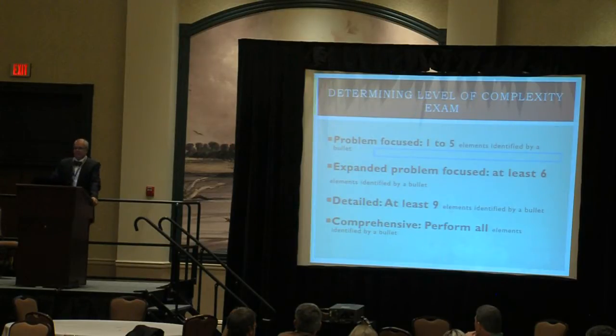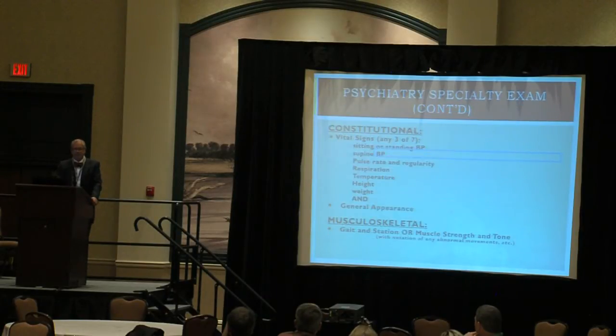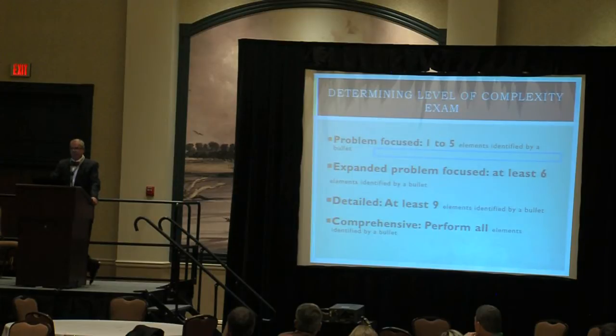So the complexity of the exam: it's problem focused, the lowest one, if they have 1 to 5 of these elements listed on the previous 2 slides. It's expanded if they have at least 6 elements. It's detailed if they have 9 elements, and if you're going to bill comprehensive, the highest level, level 4 codes, then you better have all of them.